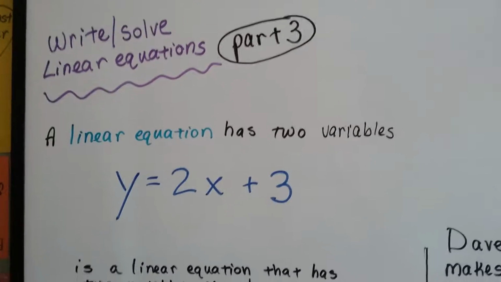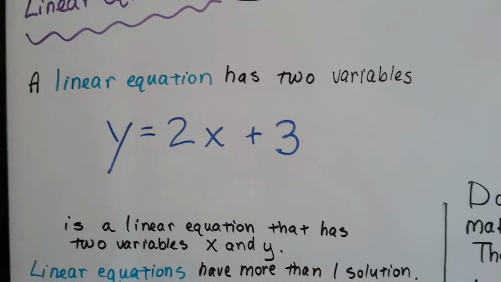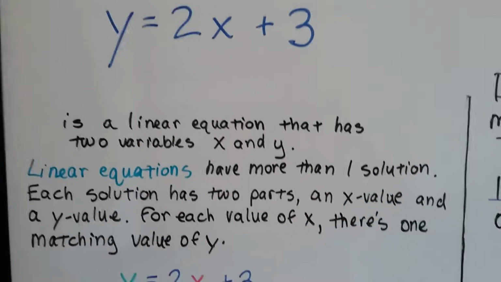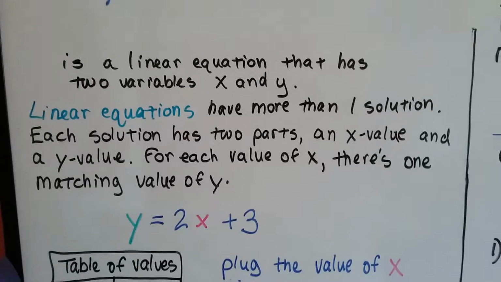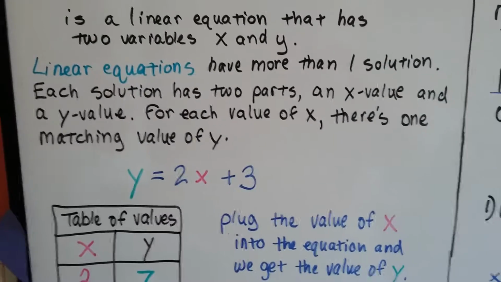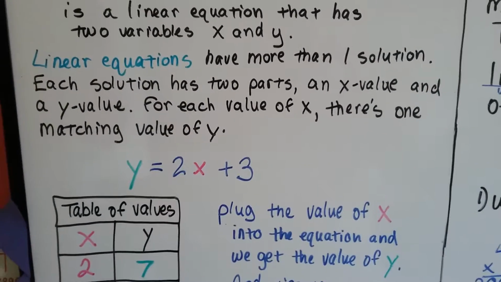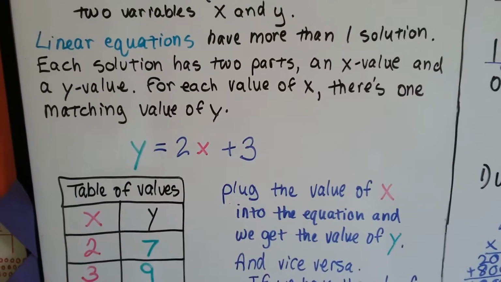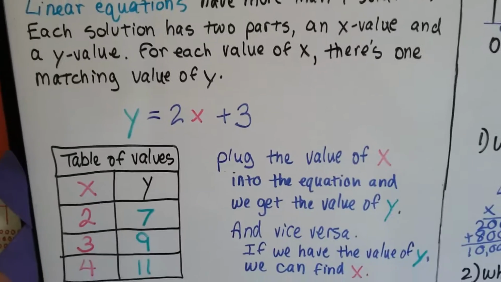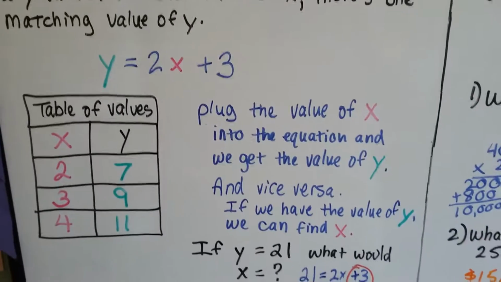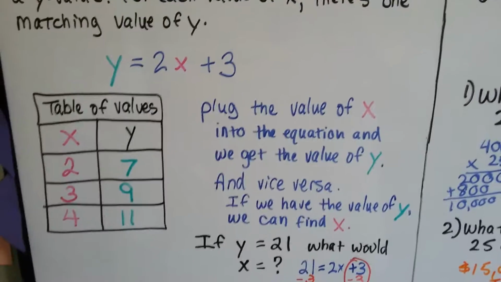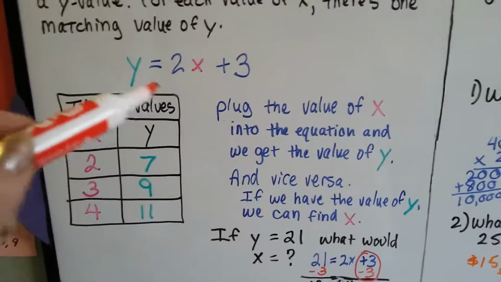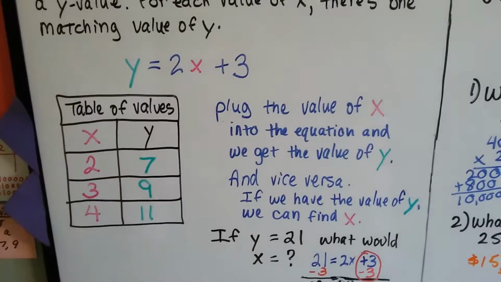If you watched the last couple of videos about linear equations, you'll know that they have two variables. Y equals 2x plus 3 is a linear equation that has two variables, x and y. Linear equations have more than one solution. Each solution has two parts, an x value and a y value, and for each value of x there's a matching value of y. In y equals 2x plus 3, we can plug the value of x into the equation and get the value of y. And vice versa, if we have the value of y, we can get the value of x.